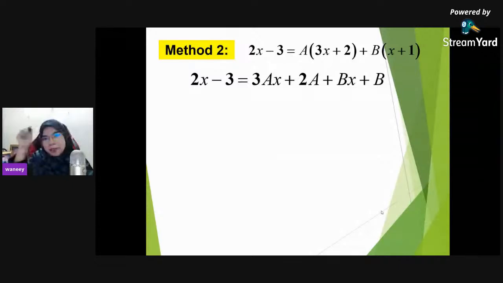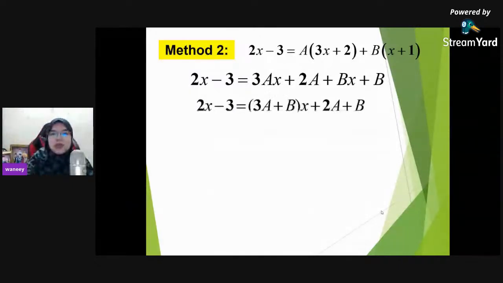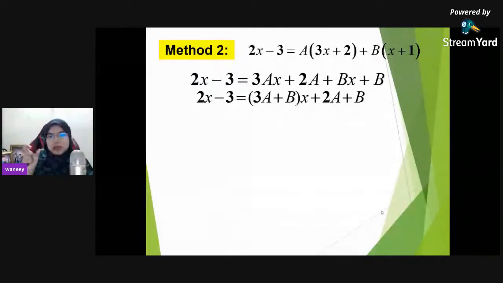So you expand them. Once you expand, you collect like term. So collect like term, kumpul term yang sama. So for example, this is 3ax. So we got x over here. This is bx. So we got x over here. So collect like term. So we are going to get 3a plus bx plus 2a plus with b.